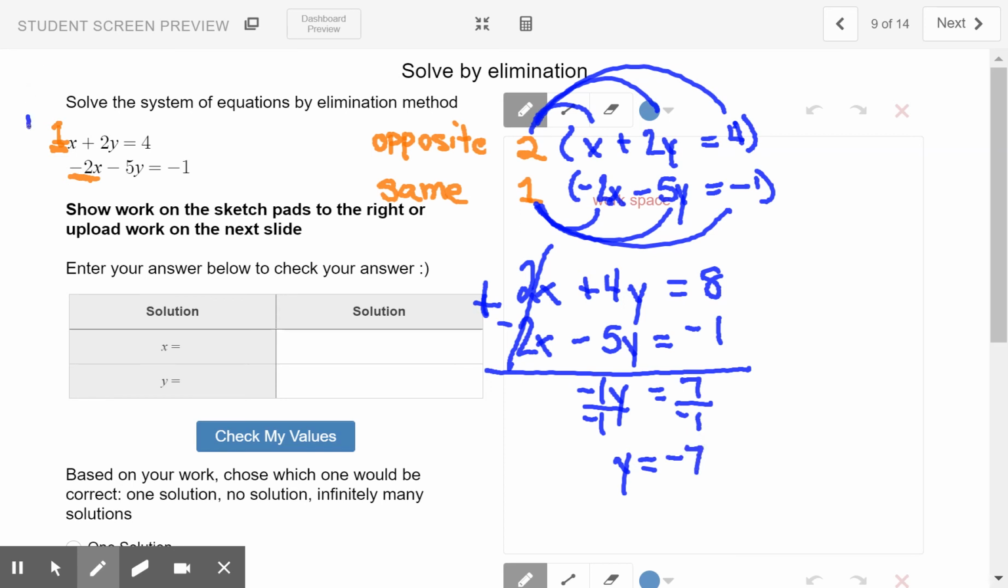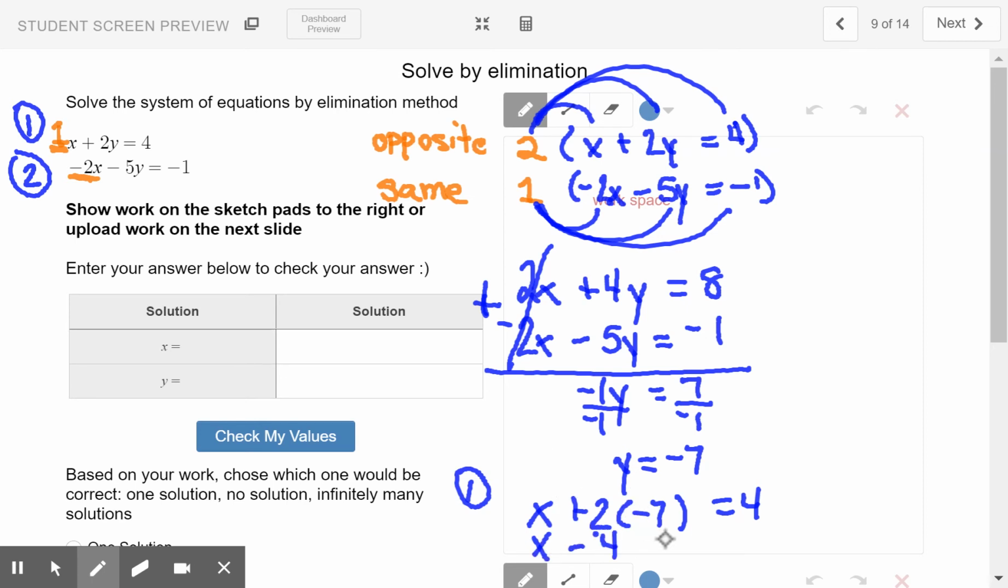Now, you get to choose either equation number 1 or equation number 2. This time I'll choose equation number 1 because, once again, there's no negatives. Sometimes you're not going to luck out, but this one seems to work. So x minus 14 equals 4. We get to add 14 on both sides. So then we have x equals 18.